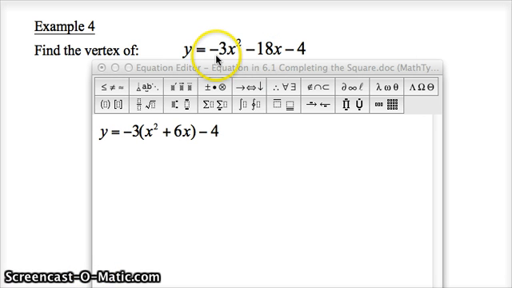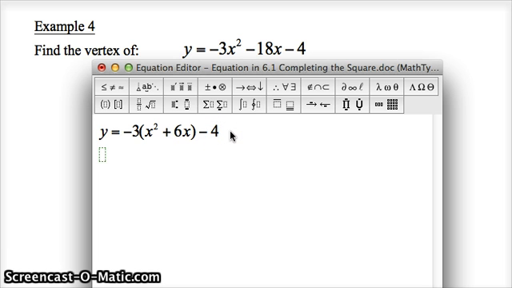Alright, so remember, you're factoring out your a value, so negative 3, it leaves you with x squared plus 6x, because negative 18x divided by negative 3 gives you a positive 6x. And then remember, you keep your last term the same. So now we're trying to think of, okay, what do we need to add and subtract to x squared plus 6x to be able to make this a perfect square? So you take half of 6, which gives you 3, and we square that, so we're going to add and subtract 9.